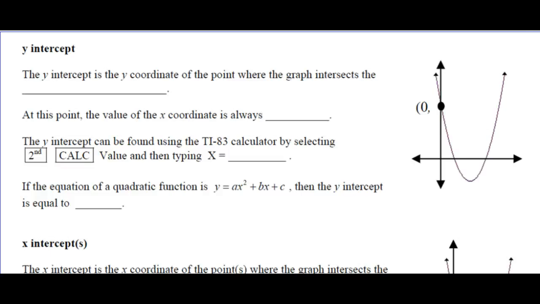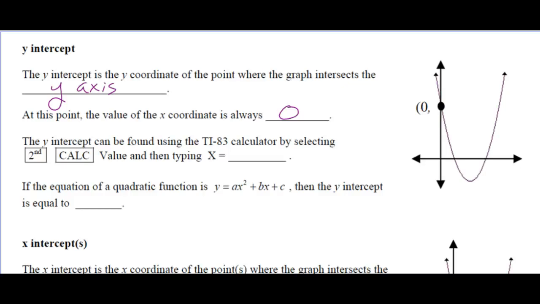The y-intercept is the y-coordinate of the point where the graph intersects the y-axis, right. Uh-oh. Anytime we get the thin writing, it's going to disappear. I'm not going to write a whole bunch more. After it disappears, I'll rewrite it. At this point, the value of the x-coordinate is always 0. Okay.